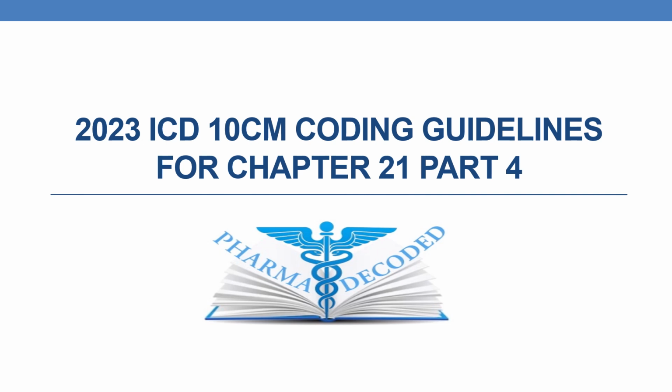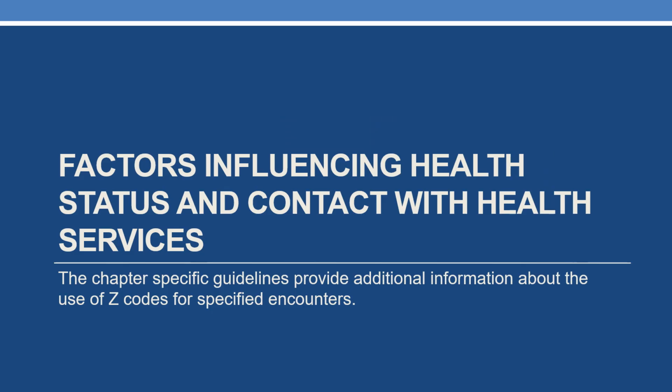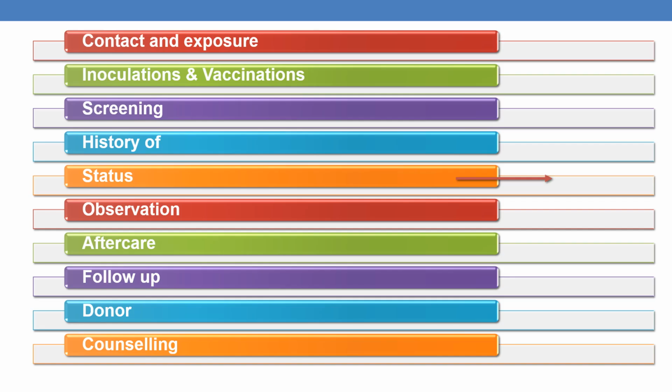Hello everyone, now let us discuss the 2023 ICD-10-CM coding guidelines for Chapter 21, Part 4. Chapter 21 mainly deals with factors influencing health status and contact with health services. It mainly deals with the Z codes. In the current session, we will be discussing some of the status codes.